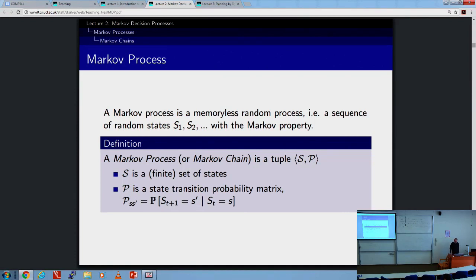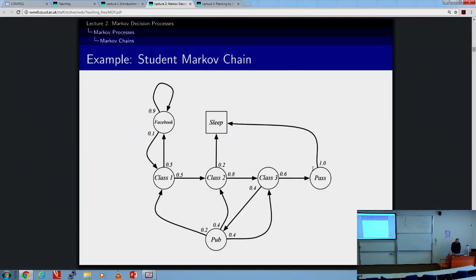So formally, we basically say a Markov process or Markov chain consists of S and P. S is a set of states, and P is that matrix that shows the transitions, and that's pretty much it. Those are the interesting questions we can ask about a Markov chain. So here's an example that we're going to keep enriching throughout this lecture, of a student's day. So I have states. So you have 3 classes. You like going to the pub, you like sleeping, and there's also doing Facebook on your phone.